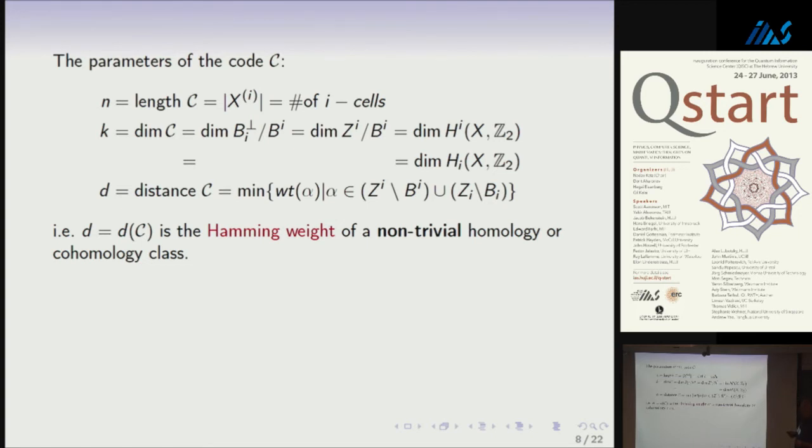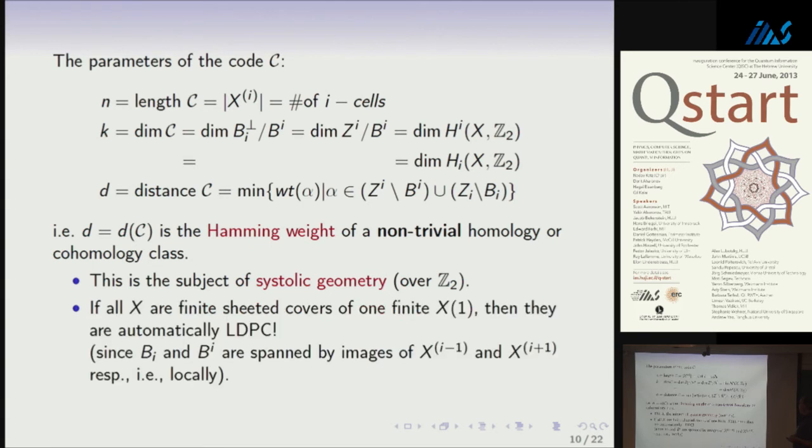But it's not exactly length. It will be some kind of an area, and that's actually going to play an important role here. So this is really the Hamming weight of a minimal non-trivial homology or cohomology class. Yeah, and this is the subject.